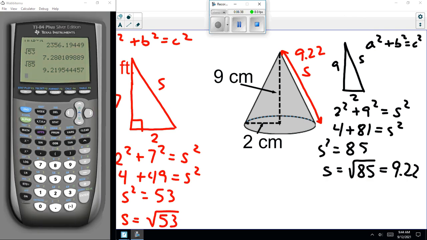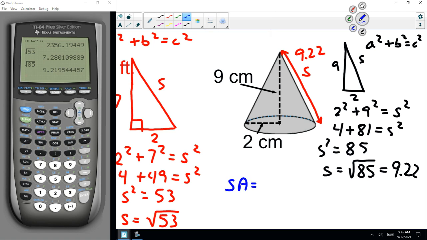Okay, ladies and gentlemen, I got a slant height as the square root of 85, or about 9.22. Notice I'm going to 2 decimal places here because I can. So that's what I expect you to be able to do. Now, can you plug those numbers into the equation and solve for it?